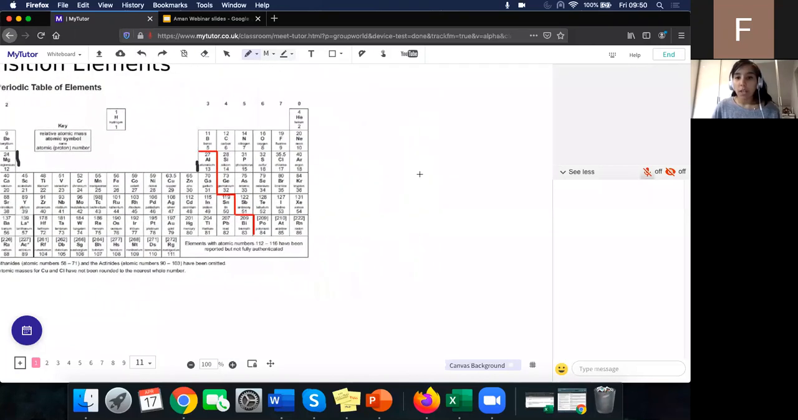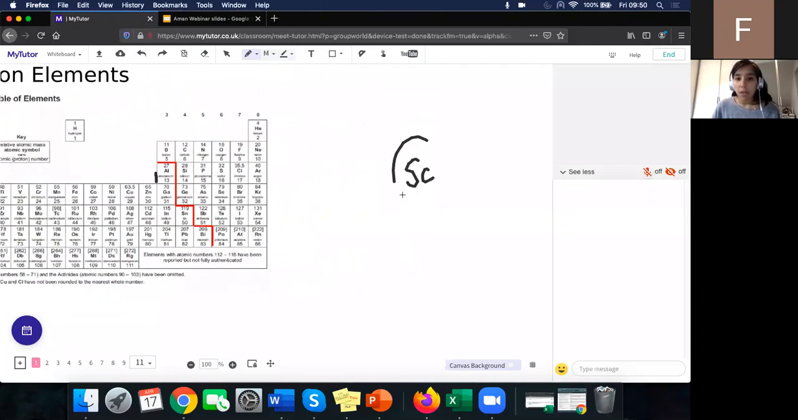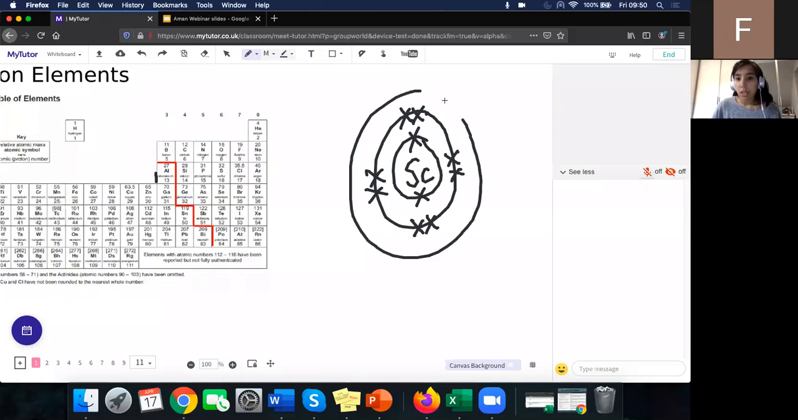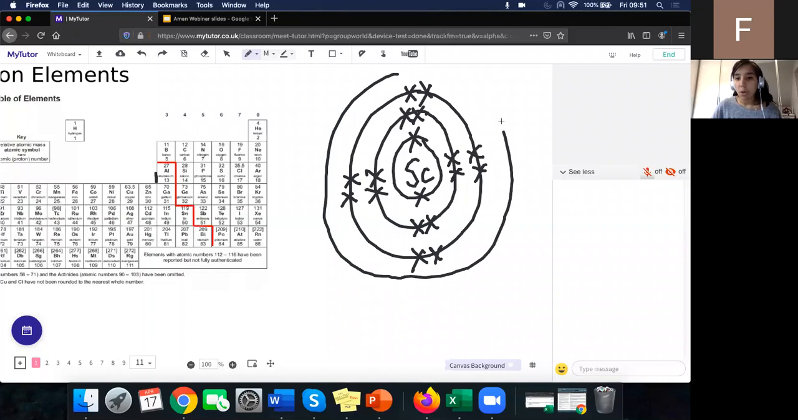So if we have a look at the electron shells of scandium, we know the first one will have 2. Remember, that's the maximum capacity. The second shell will have 8, again the maximum capacity. The third shell will also have 8, which is again the maximum capacity. And then we go into the fourth and outer shell. We've done 2 in the first, 8 in the second, that makes 10, and 8 in the third, which makes 18. It's got an atomic number of 21, which means there are 3 electrons in its outer shell.